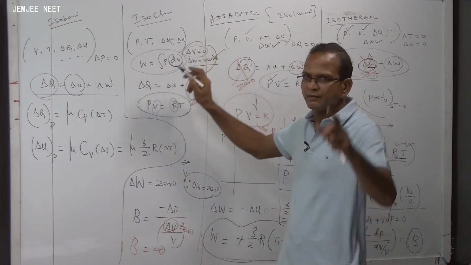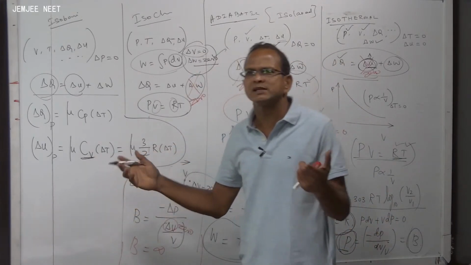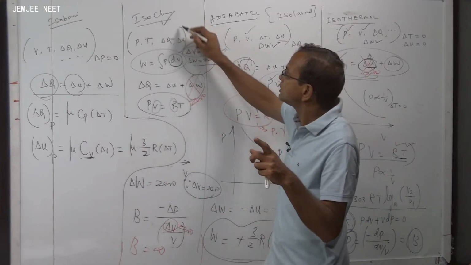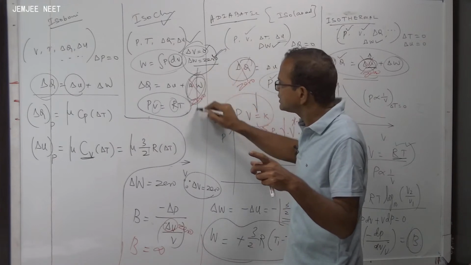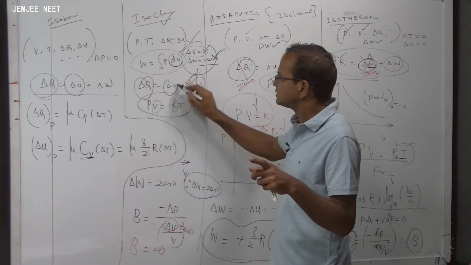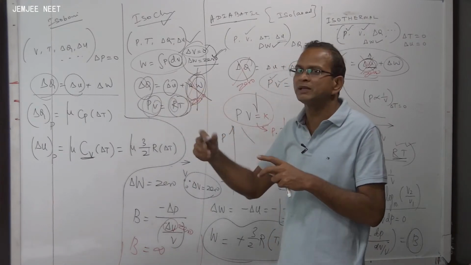Very good question, Kana. I appreciate that. Why am I using CV here? Because when you work under isochoric, constant volume conditions, your work done becomes zero. Now heat equals internal energy. It is very easy to calculate heat and equate it with the internal energy.